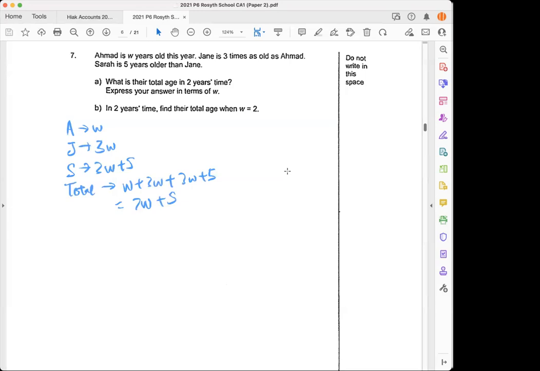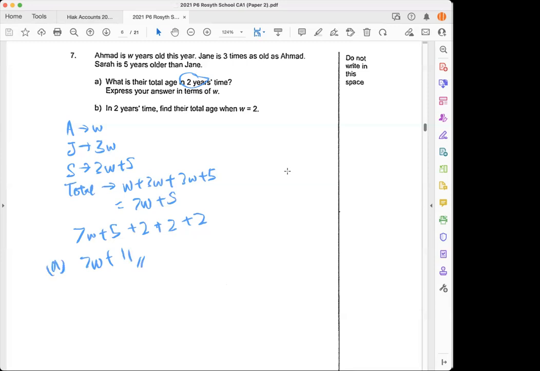So they want their total age in 2 years' time. A common mistake people make is they just plus 2. No, you must plus 2 for Ahmad, plus 2 for Jane, plus 2 for Sarah, because everybody grows by 2 years, not just Ahmad or Jane or Sarah. So you need to add three 2s. So the answer is 7W plus 5 plus 2 plus 2 plus 2, which is 7W plus 11. So that's the answer for A.